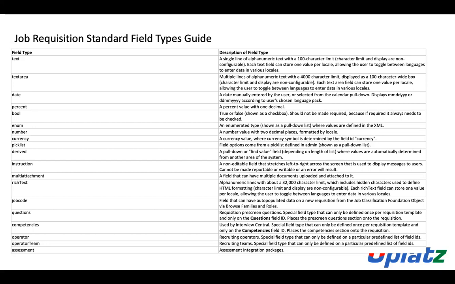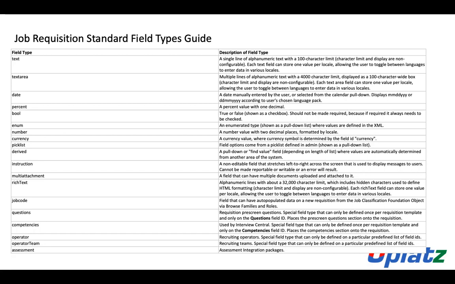It's date, month, year, and also month, date, YYYY. So these are the two formats that are supported, and it can be selected. Date can be manually entered by the user, or it can be selected through the calendar icon that will be available. You will also be able to select a percent value with one decimal. Percentage can normally have multiple decimal points and options.